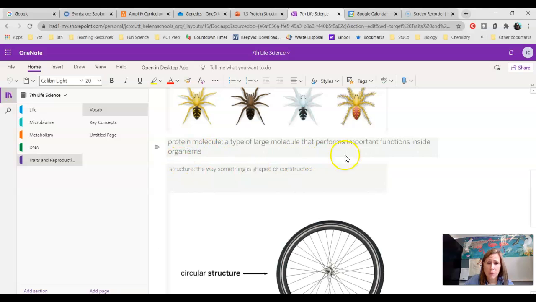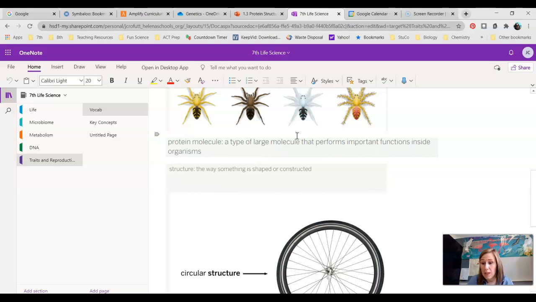Okay, protein molecules. So you guys will be learning how to build some proteins today. So what we've kind of talked about when we did our DNA unit was, yeah, DNA is important, but it doesn't make our eyes brown. Okay, proteins make our eyes brown. The DNA just holds the code or the recipe to make that protein. So a protein molecule is a type of large molecule that performs important functions inside organisms.